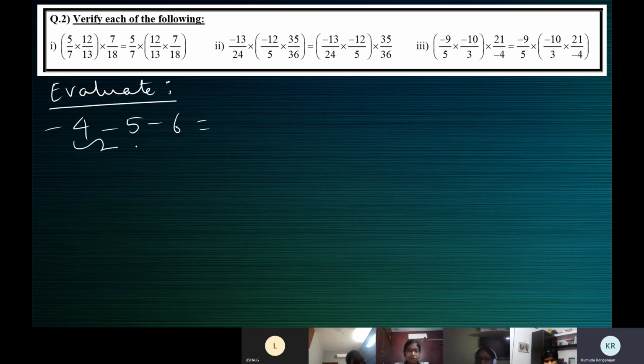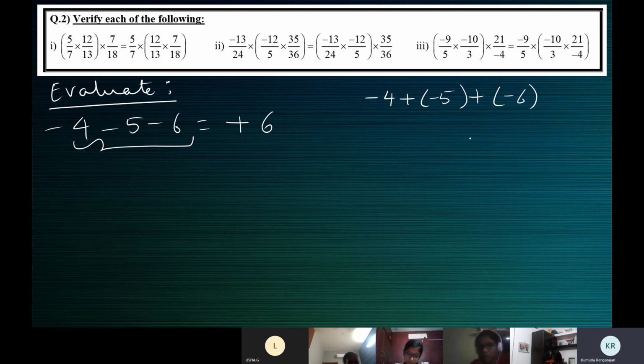What's the value of this one? This is called an expression. What's the value of this expression? Plus 6. Plus 6, huh? Yes, ma'am. How? Ma'am, first I changed to the additive inverse, like minus 4 plus 5 plus 6, and minus 4 plus 11, and then I got plus 6. Okay, one minute. So you wrote it as minus 4 plus minus 5 plus minus 6, is it? Yes, ma'am. This is what you wrote first. Okay, then? Ma'am, and then I changed it.